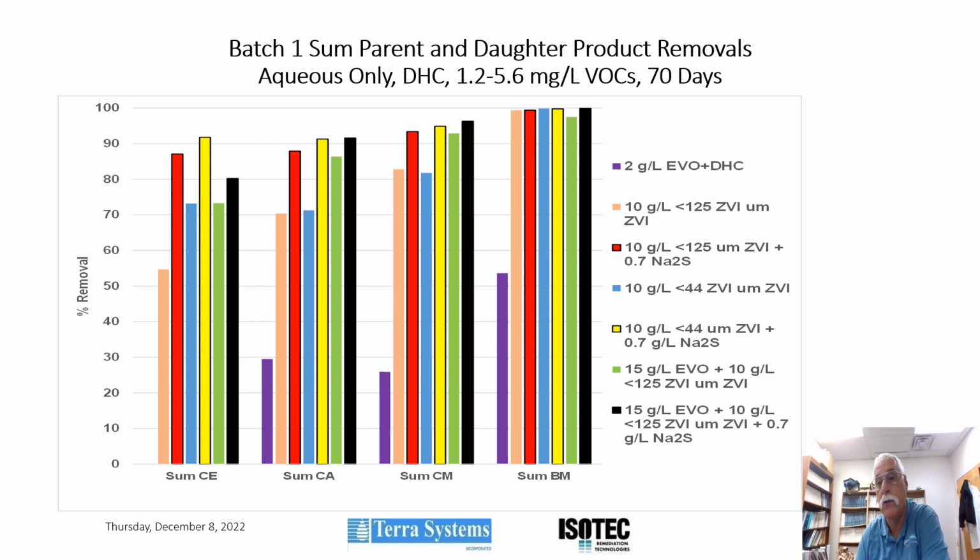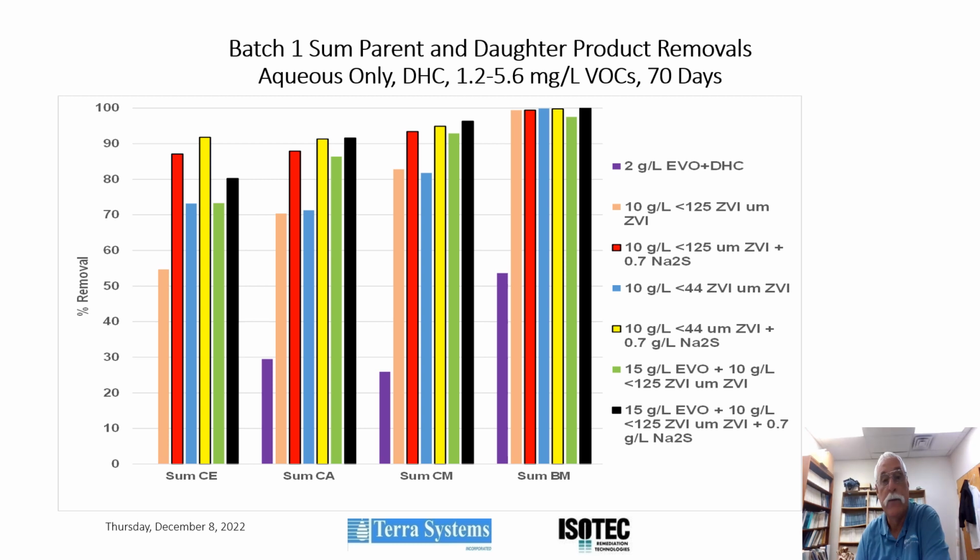0.7 grams per liter of sodium sulfide, 44 grams per liter of the less than 44 micron ZVI with 0.7 grams per liter of sodium sulfide, 10 grams per liter of the 44 micron ZVI, and then combinations of emulsified vegetable oil, 15 grams per liter, the 125 micron ZVI, and then with the sodium sulfide.